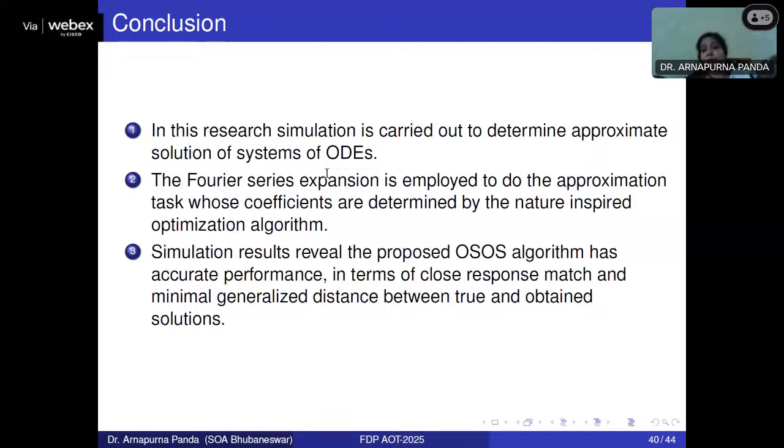So in this research, simulation is carried out to determine the solution of the system of ordinary differential equations. In other papers, we have also solved linear differential equations using this proposed optimization algorithm. The Fourier series expansion is employed to obtain the approximate solution. We have to convert the differential equation to an optimization problem, then we can use the nature-inspired optimization algorithm. Simulated results reveal the proposed OSOS algorithm has accurate performance and gives better results compared to the other optimization algorithms.